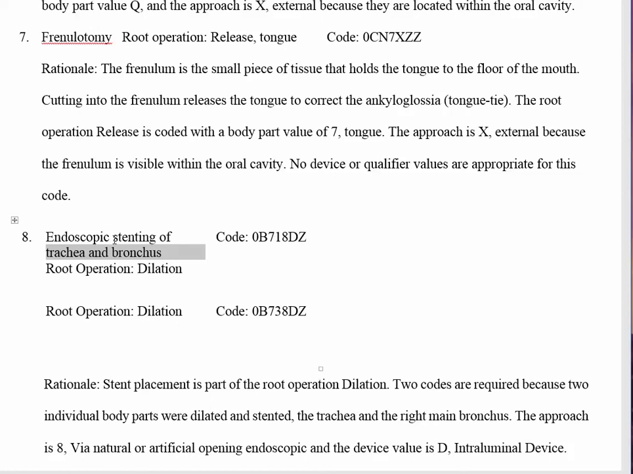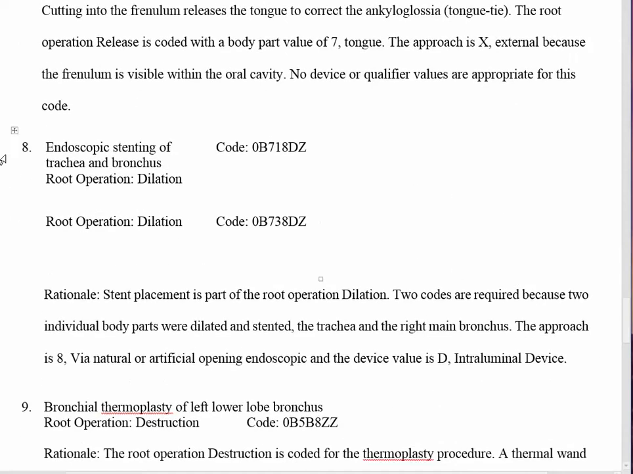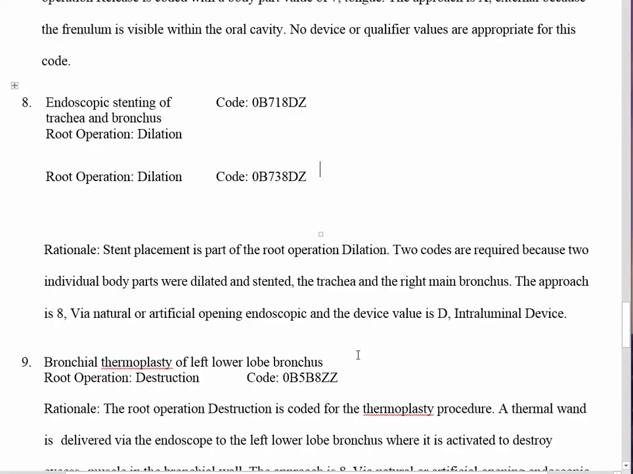Your trachea, the tube that you breathe through, those are tubal or luminal. They're tubular or round-like organs or structures in your body. We're going to index the main term of dilation, trachea, and then bronchus. We end up again with two codes, 0B718DZ, 0B738ZZ. So the only difference between these two codes is the body part value is different.